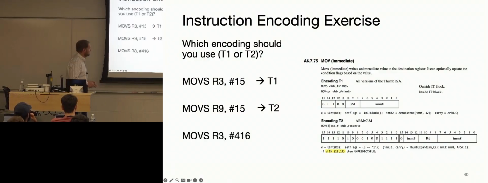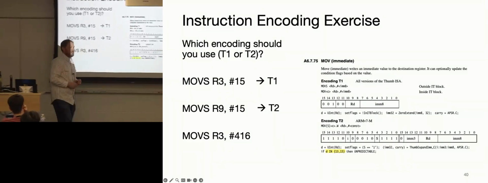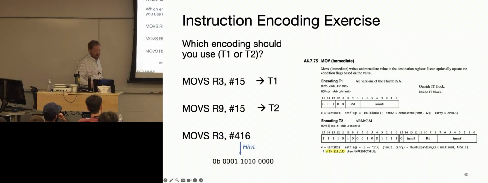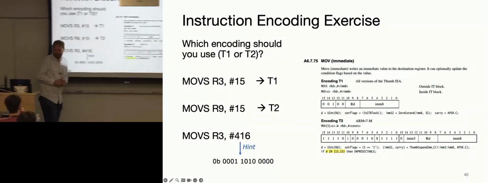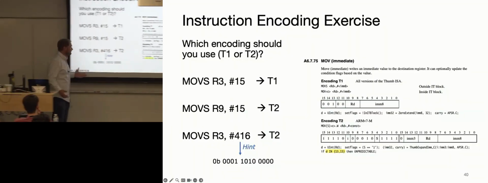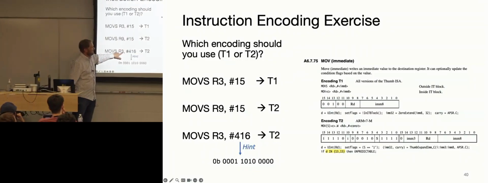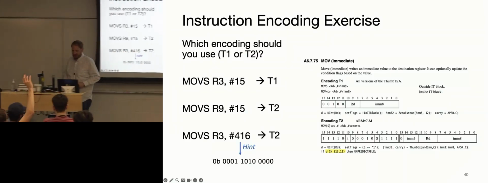How about this instruction? Which encoding would you use for this one? Hold up your hands. Let's see. 1, I got some 2s. I think the 2s win. A lot of people over here raise your hand. Okay, the hint is, what is this in binary? And can you fit it in here? So it's going to be encoding type 2, the longer instruction. Even though you can get to it with 3 bits for the destination register, you can't make an immediate that large.